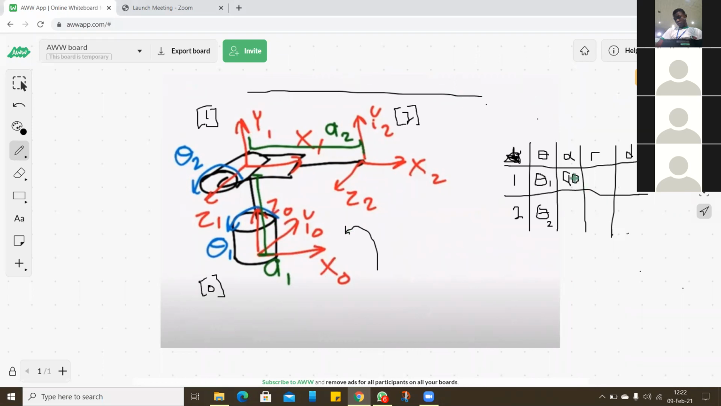90. So basically we are doing the same thing now from frame 1 to frame 2. Along which axis? X2 axis. So we are rotating this to this, but there's no need for rotation because y1 matches with y2, z1 matches with z2. So this is 0. Do we understand? Or should I go over this again?